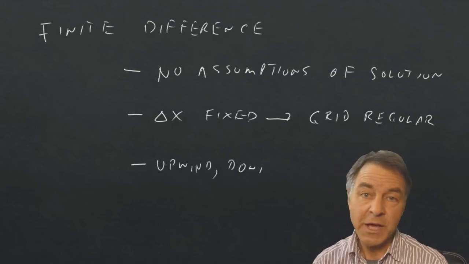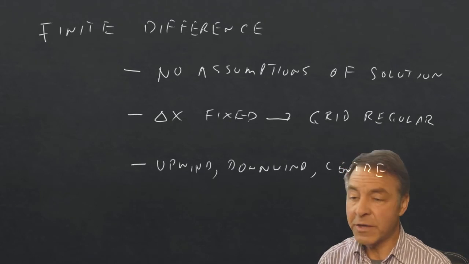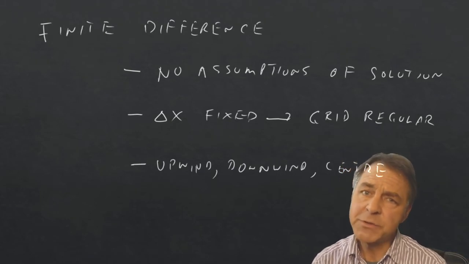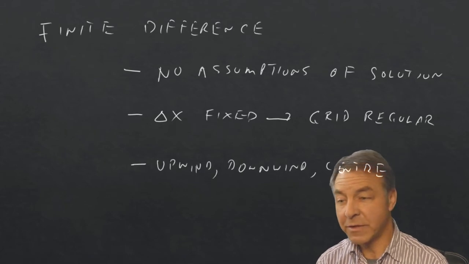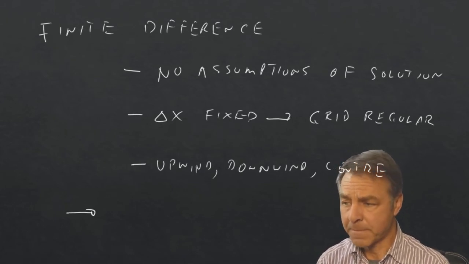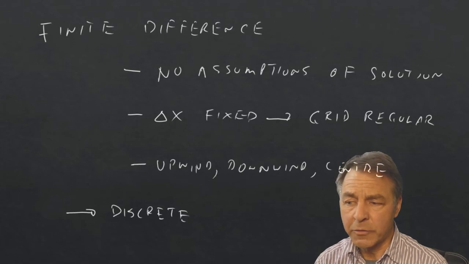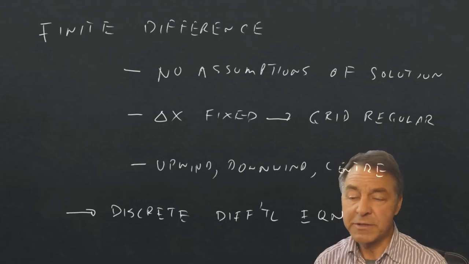You have to decide between an upwind, downwind, or center difference scheme. Each one gives you a slightly different result and is appropriate for slightly different conditions. Ultimately, it's a discrete differential equation.